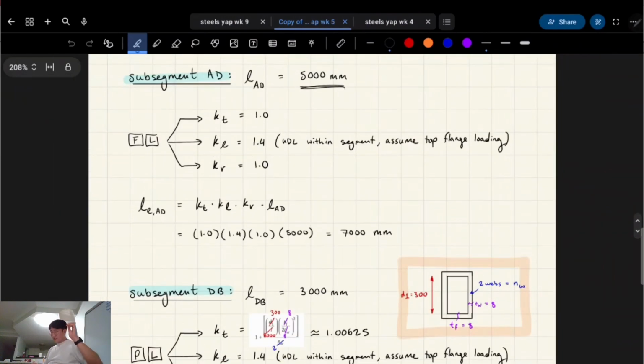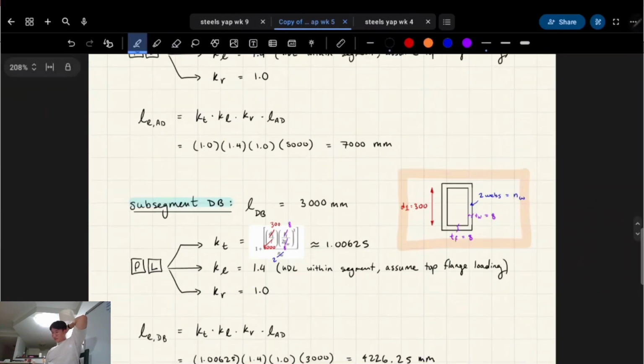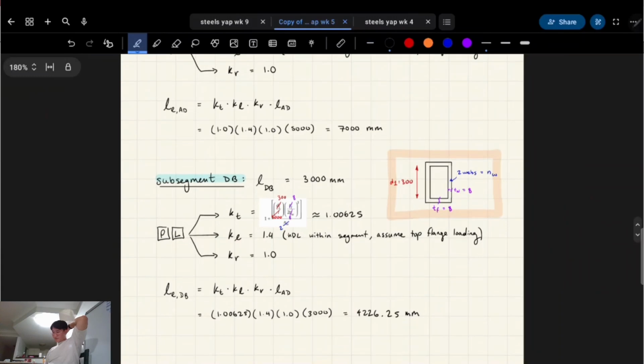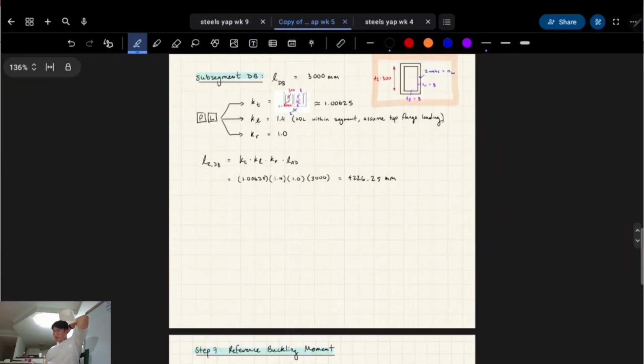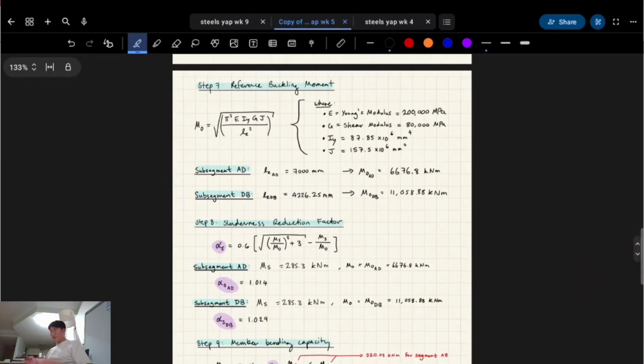Okay, and so basically the thing that really just changed our effective length is our top flange loading, right? And it goes for both subsegments, right? Any questions? Okay. So basically, we just bumped up our length by 40%. We just used last week's formulas. Yeah, exactly right.